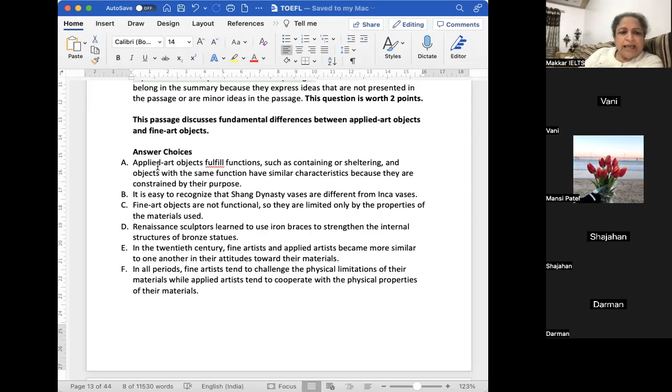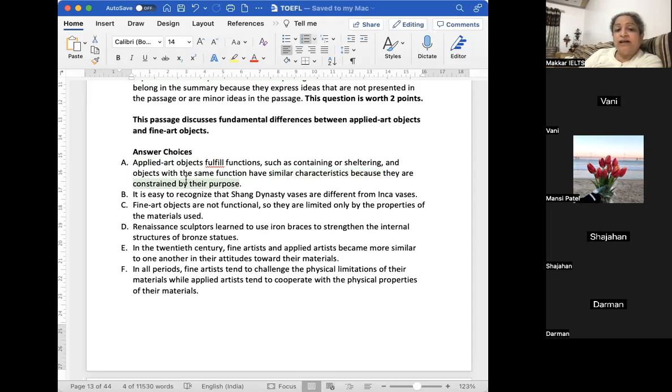Okay. A, applied art objects fulfill functions such as containing or sheltering, and objects with the same function have similar characteristics because they are constrained by their purpose. So applied art objects, it is written, they fulfill functions, like containing something or giving shelter, and if objects have the same function, their characteristics are also similar because they are constrained by their purpose.